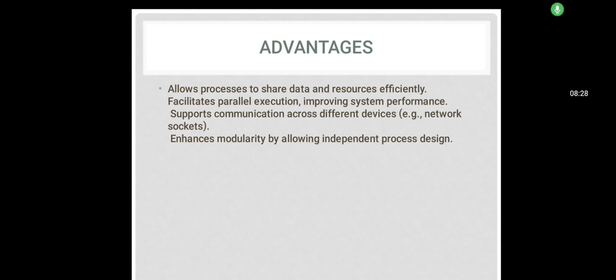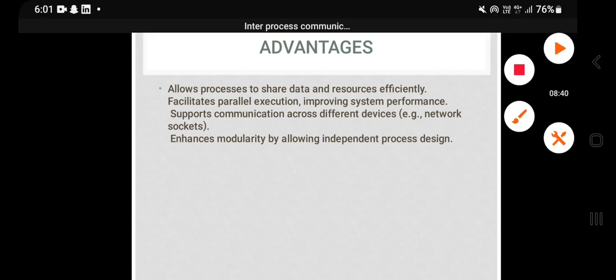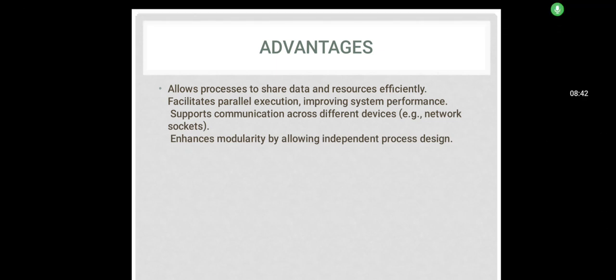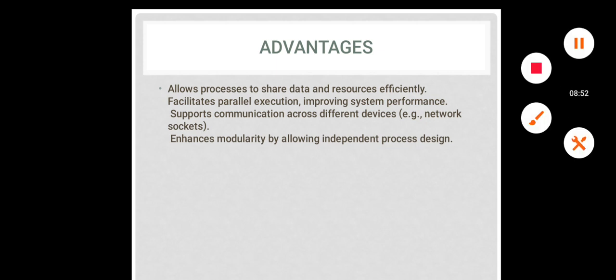And next, we discuss the advantages of inter-process communication. It allows processes to share data and resources efficiently, facilitates parallel execution, and improves system performance. It supports communication across different devices, for example, network sockets. It enhances modularity by allowing independent process design.